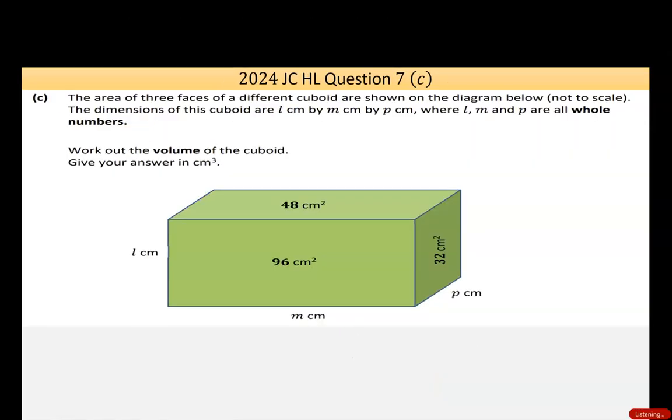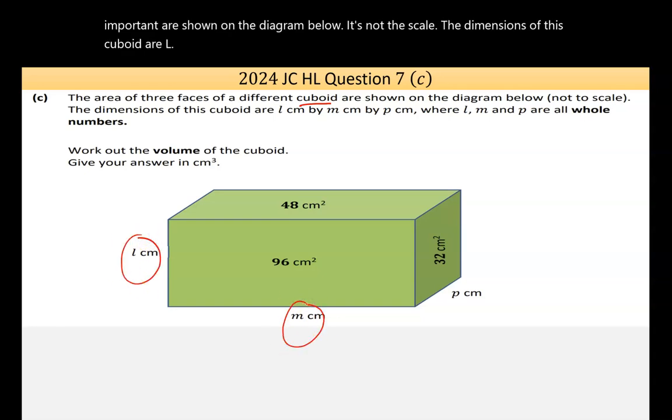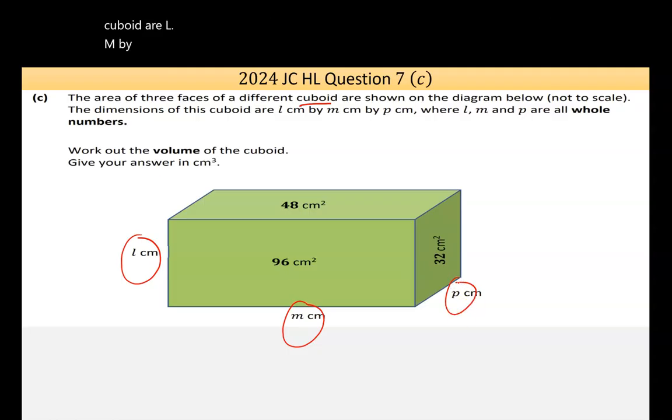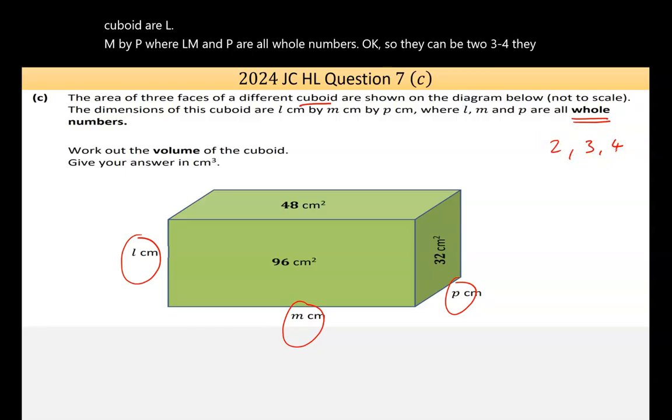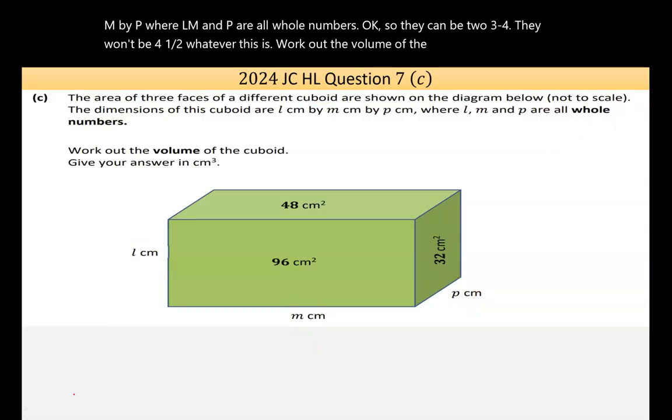This is a length, so it's centimeters. Now part C reads: the area of 3 faces of a different cuboid, so that might be important, are shown on the diagram below. It's not to scale. The dimensions of this cuboid are L, M by P, where L, M, and P are all whole numbers. So they can be 2, 3, 4. They won't be 4.5, whatever. It says work out the volume of the cuboid, and give your answer in centimeters cubed.